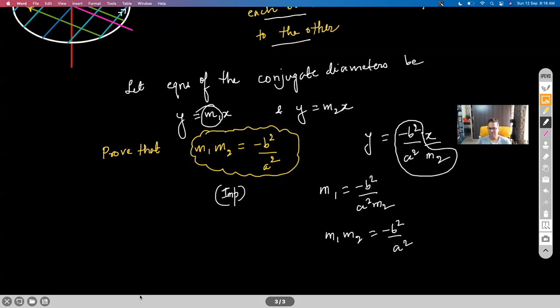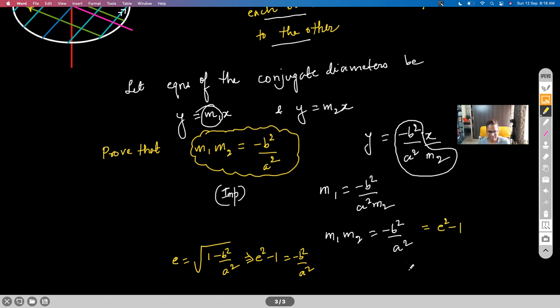Okay. So you can also write this in terms of the eccentricity. Eccentricity is what? Under root of 1 minus b square by a square. Correct. So this is going to be e square minus 1 equal to minus b square by a square. So you can write it as e square minus 1 also. Anyways, this result is good enough. Please note this down.